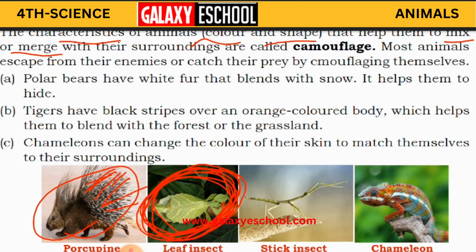And what happens? This insect is going to eat the leaves of the plant. So like that, it is going to be protected by us. By us in the sense, by other animals. So because of this feature, that is camouflage, they are able to protect themselves. They are going to escape from their enemies, and they can also catch their prey.